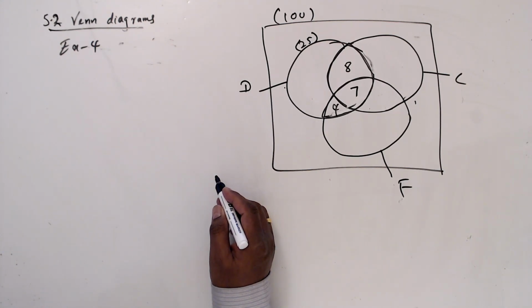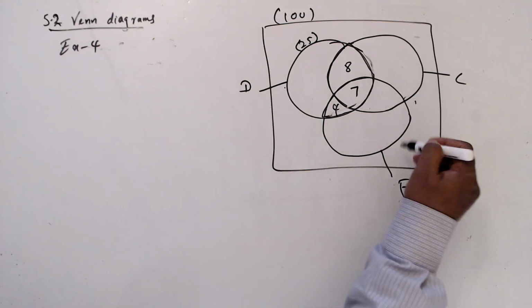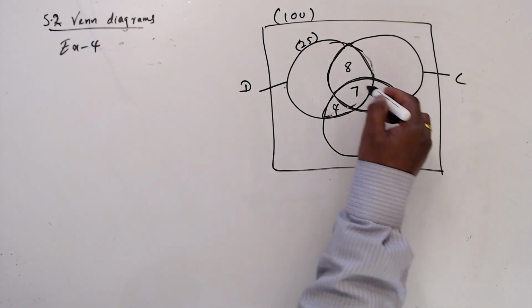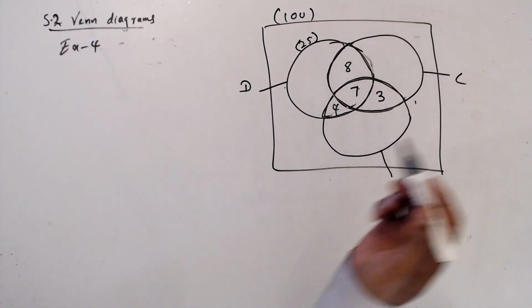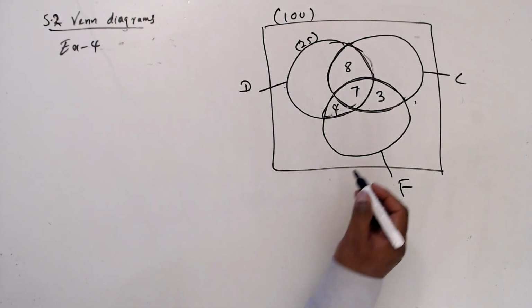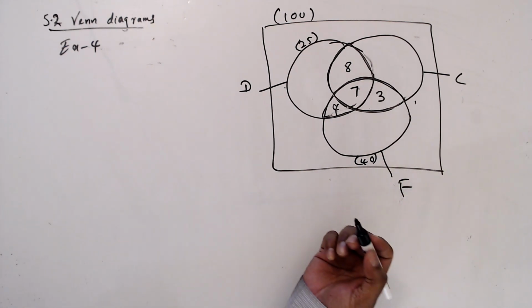10 on cat and fish. So this is the cat and fish, 10. It means 7 is already here, the remaining 3 I put. 40 on fish. So fish is 40, so I put it on this circle.